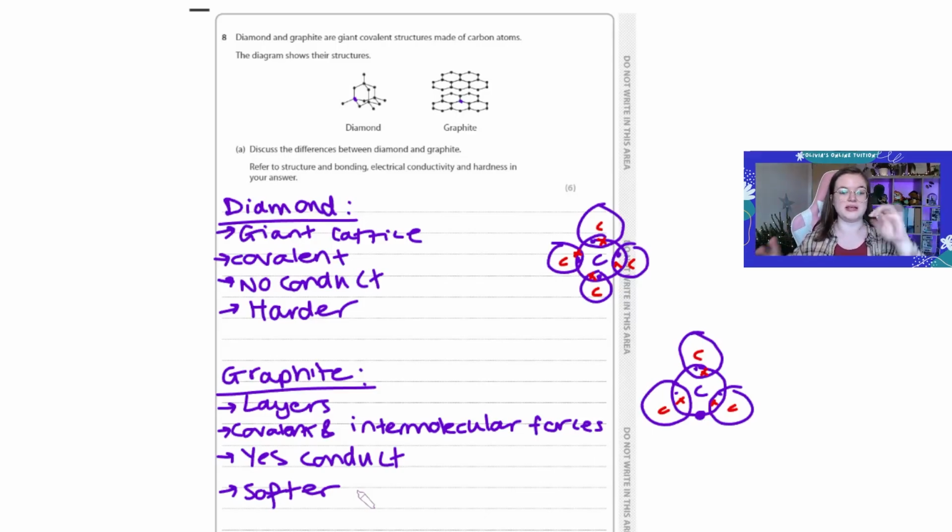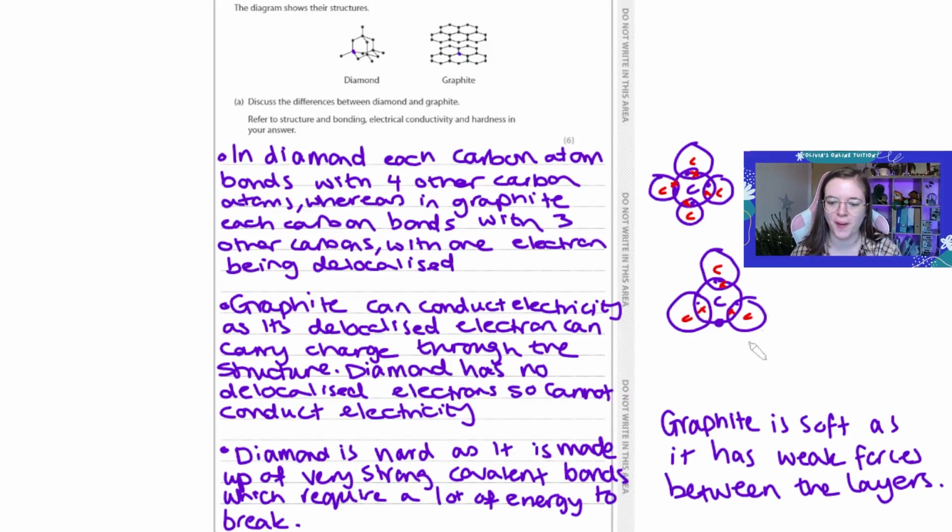So what I'm going to do then is write all that out and then talk you through it in a second. I put a big long paragraph. Obviously I've run out of space, but I write quite big, so you shouldn't run out of space in yours, hopefully. So in diamond, each carbon atom bonds with 4 other carbon atoms, whereas in graphite, each carbon bonds with 3 other carbons, with 1 electron being delocalized.